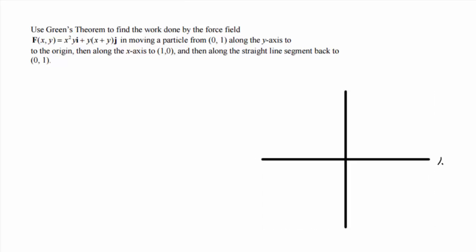So, okay, here's x, here's y. So we're going to need to go 0 to 1. Okay. So where are we going? We're going from 0, 1. That would be this guy, right? Along the y-axis to the origin, that would be to here, right? So like that. And then to 1, 0, which would be here. And then along the straight line segment back to 0, 1, so that would be here.